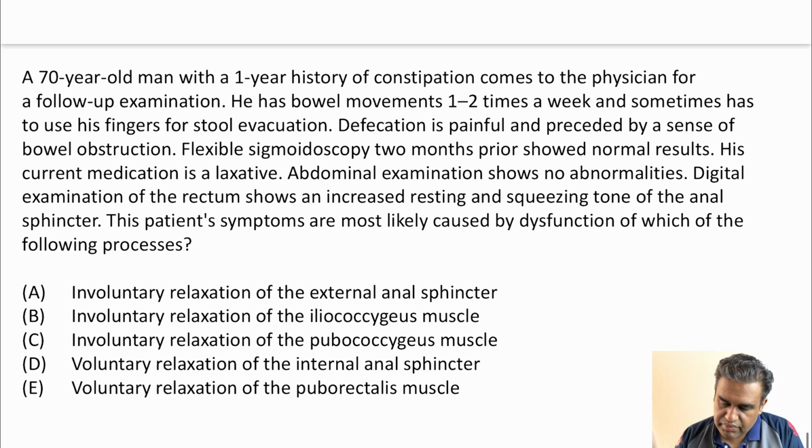Fair enough. Let's see the next one. A 70-year-old man with a 1-year history of constipation, again constipation, comes to the physician for follow-up examination.